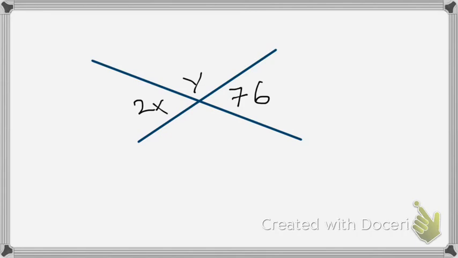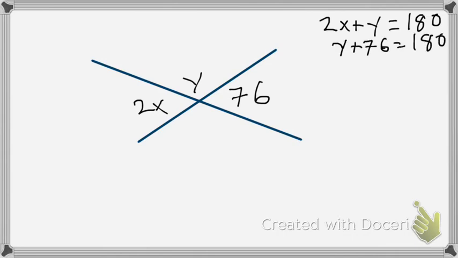Now that we're back, what we're going to do is write down what we know. We know that 2x plus y equals 180 because they're a linear pair. We know that y plus 76 equals 180 because they're a linear pair. We also now know that 2x has to equal 76 because they are vertical angles. So I'm going to take that bottom one first. I'm going to just divide both sides by 2, and I get x equals 38.